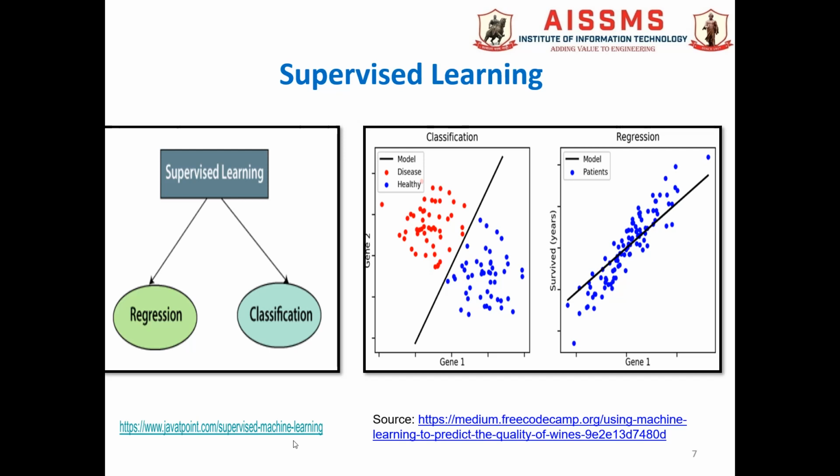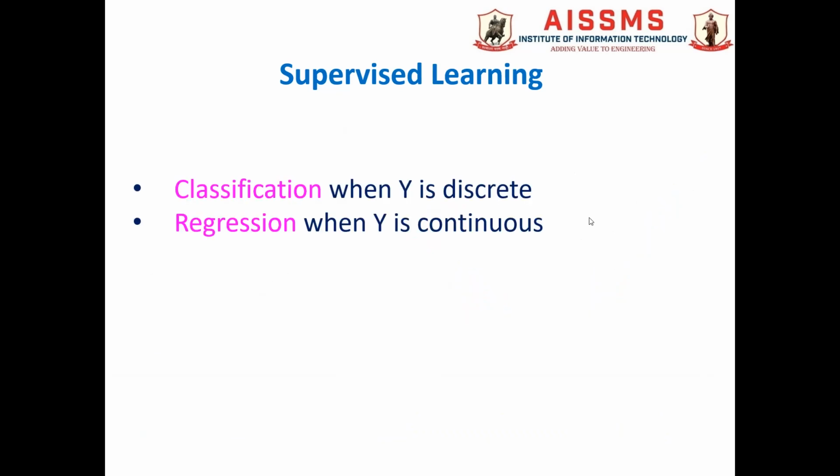In supervised learning, there are two types: regression and classification. This is an example of data points for a classification problem, and this is for a regression problem. Now, what is the difference between classification and regression? In classification, the output y is discrete in nature, whereas in regression, the y is continuous in nature.